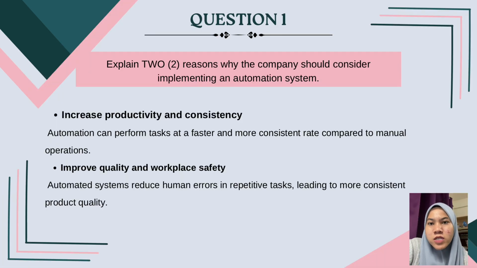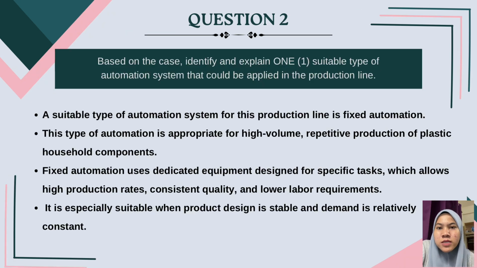So the first question asks to explain two reasons why the company should consider implementing an automation system. First of all, an automation system can increase productivity and consistency. Automation can perform tasks at a faster and more consistent rate compared to manual operation. By reducing dependence on human effort, the company can increase production output while minimizing variation. Second, it can improve quality and workplace safety, where the automated system can reduce human errors in repetitive tasks, leading to more consistent product quality.